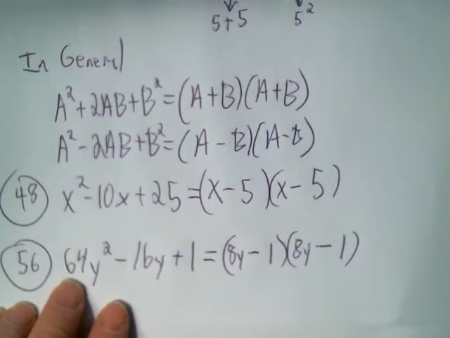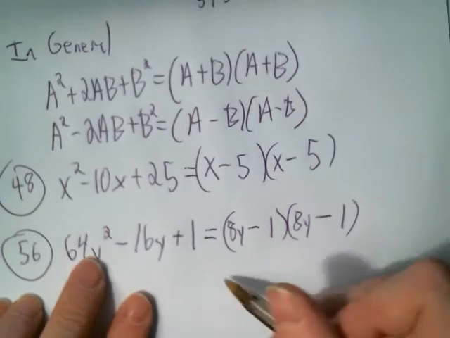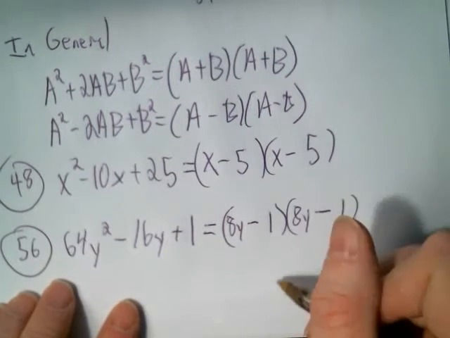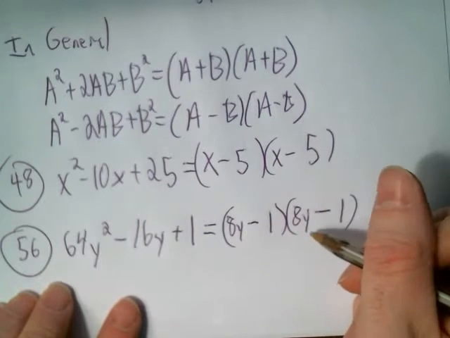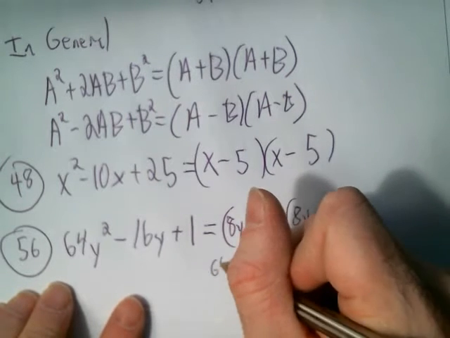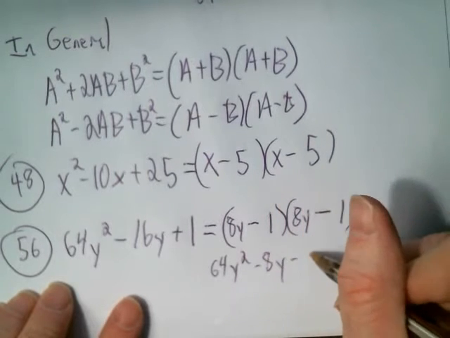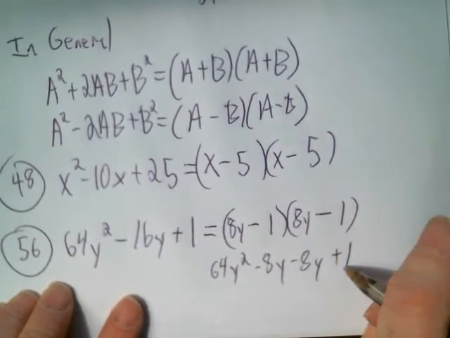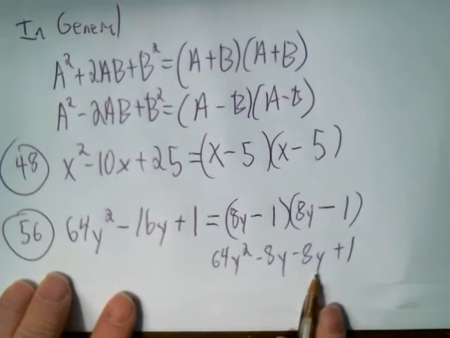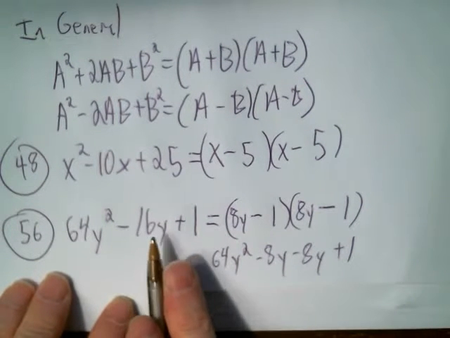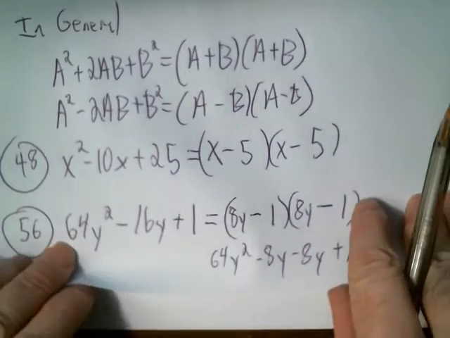Maybe 16 and 4, I don't know, 32 and 2, or 64 and 1. So you hope it's this. Okay, let's FOIL it back out and see if it worked. And of course, we have the first 64y squared, the outer minus 8y, the inner minus 8y, and the last plus 1. And sure enough, 8y and 8y is the 16 that we're after, so this works.